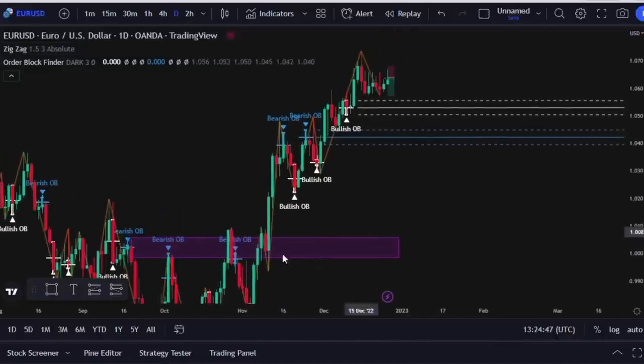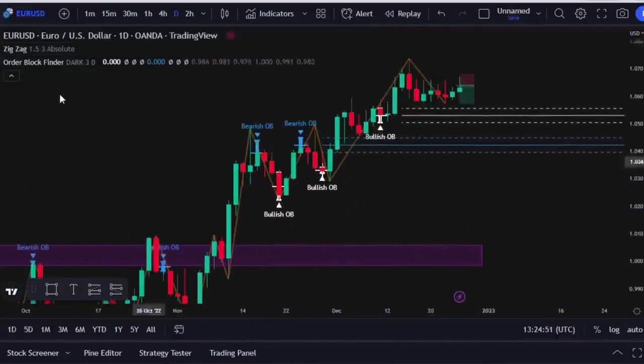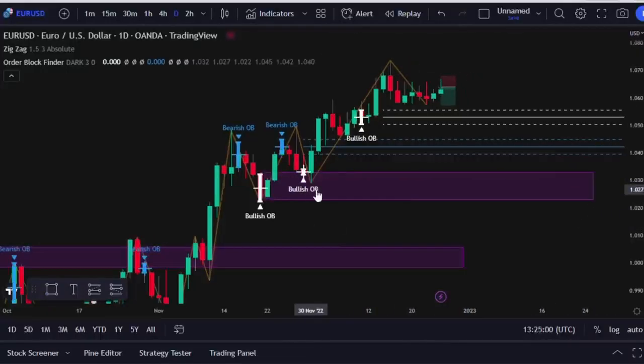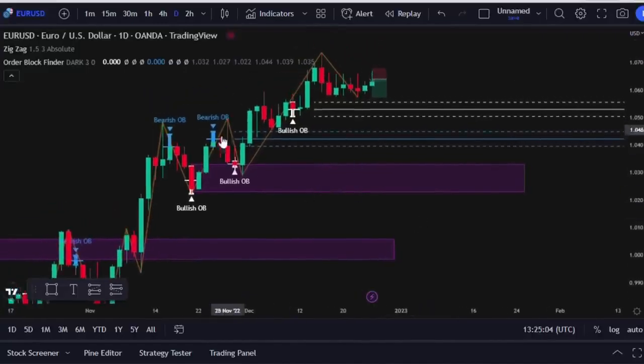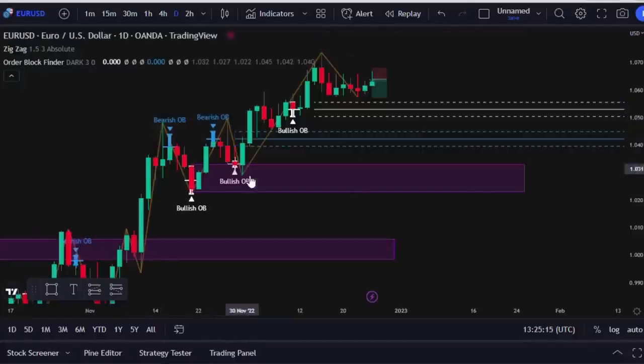As you can see, price is in an uptrend and has created this bullish order block here. And when price reached this bullish order block, it rose up and continued in the upward direction. But as you can see here, price did not respect these two bearish order blocks, and the reason for that is the price is in an uptrend and has a minor tendency to respect the bearish order blocks.